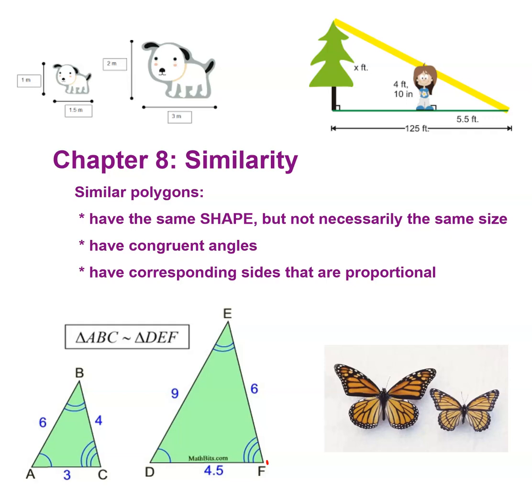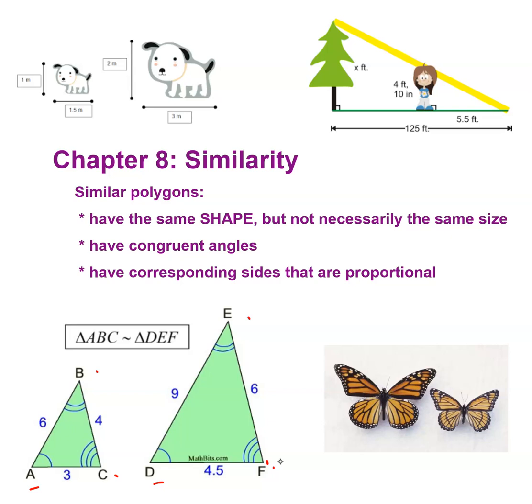This lesson is our first lesson in Chapter 8, and Chapter 8 is all about similarity. We're going to talk specifically about similar polygons, and similar polygons have the same shape, but not necessarily the same size. So one is usually going to be larger than the other one, but they do always have congruent angles. You notice in the triangles that angle A is congruent to angle D, angle B is congruent to E, and C is congruent to F. So we know that they have congruent angles, and we'll also talk more about how their corresponding sides are proportional.